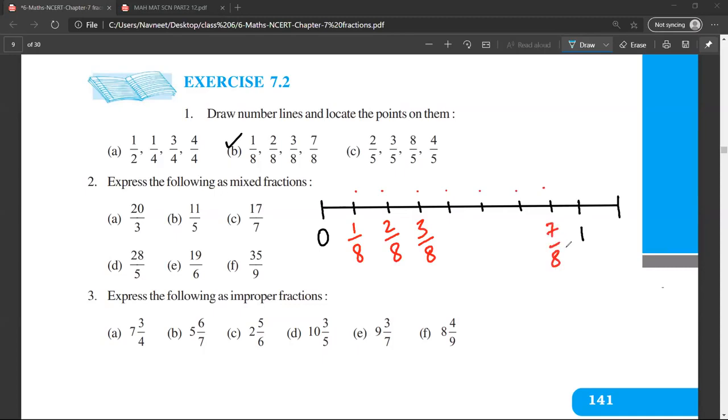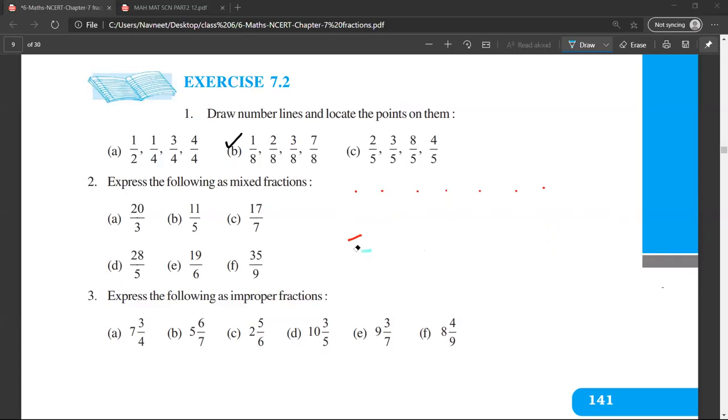Mr. Sarthak, is there any confusion? No, sir. Perfect. And for C part, how many parts do I need? For this, how many parts do I need? 8. No, the denominator is 5. But there is an improper fraction also.